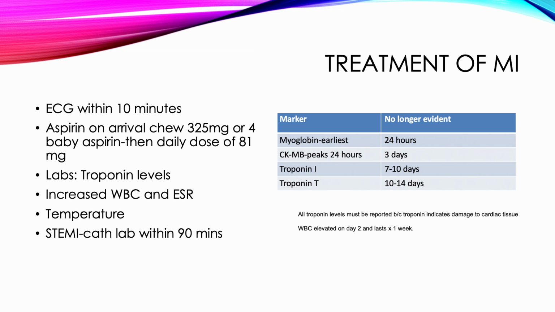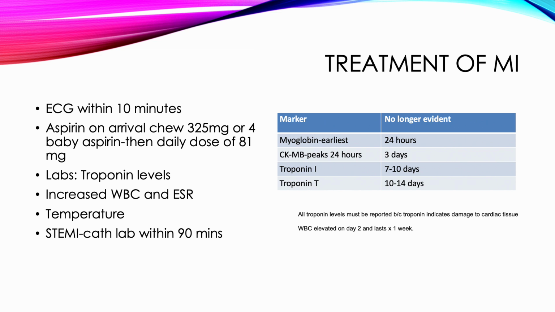The labs, you're going to get a bunch of labs, but the troponin is what you're looking for. Okay, troponin is specific for cardiac. So if they have elevated troponin levels, they've had a myocardial infarction. Not unstable angina. Unstable angina presents the same way, but they have negative troponin. All right. Increased WBCs and ESR because of inflammation. Okay, non-infection, inflammation. They'll have a temperature because of inflammation.